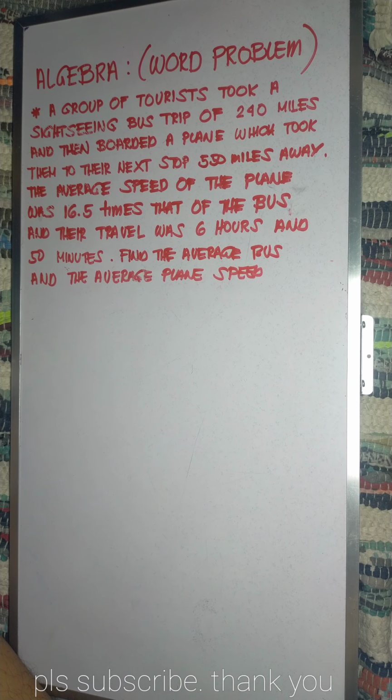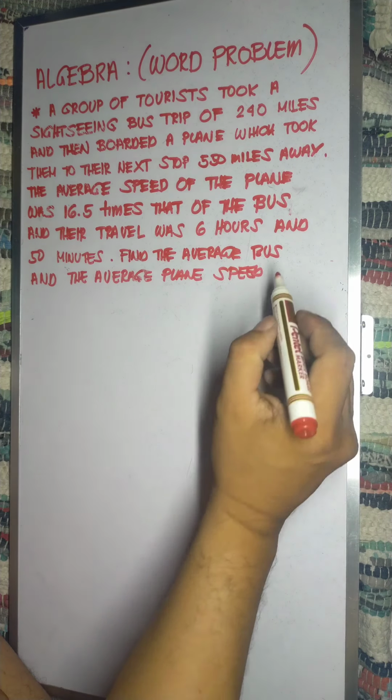Hello, for today's video we'll discuss algebra, a word problem. The problem says: a group of tourists took a sightseeing bus trip of 240 miles and then boarded a plane which took them to their next stop 550 miles away. The average speed of the plane was 16.5 times that of the bus, and their travel was 6 hours and 50 minutes. Find the average bus and the average plane speed.